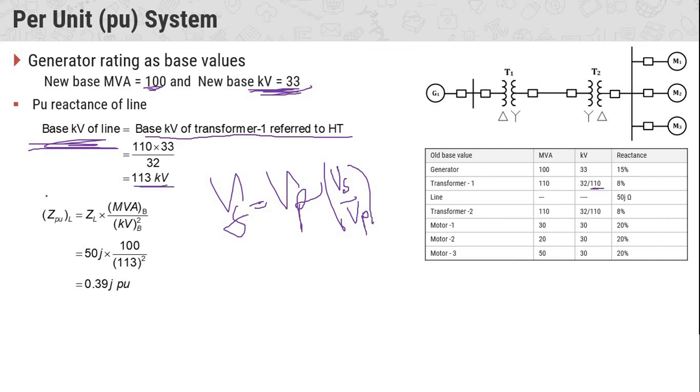And the per unit impedance for the transmission line can be derived by using this equation. Z_PU of the transmission line is equal to Z_L, and it is given that the transmission line impedance is 50 j. So 50 j into MVA base upon kV base square. MVA base is 100 and kV is 113 square. So the answer is 0.39 j PU. This is the transmission line.